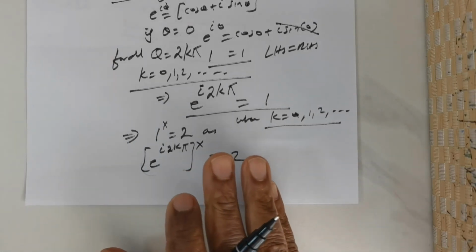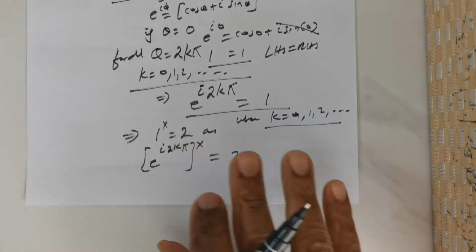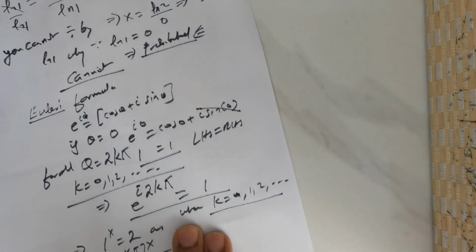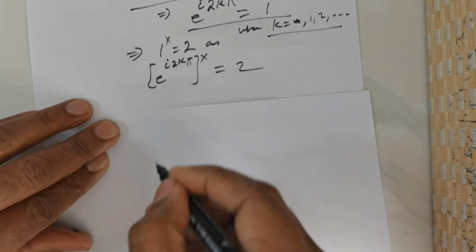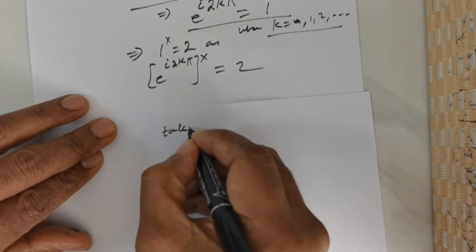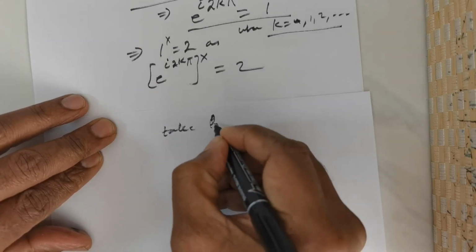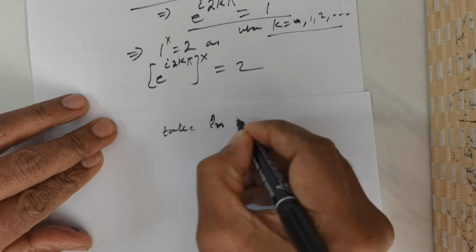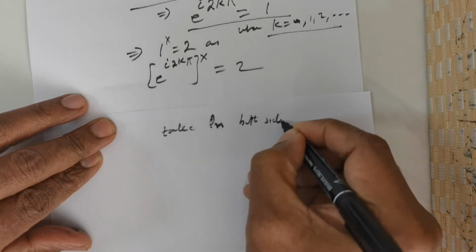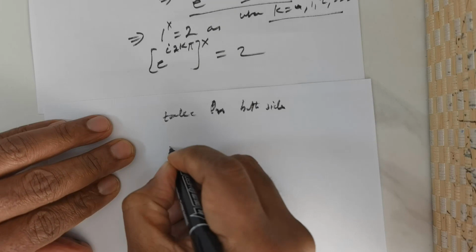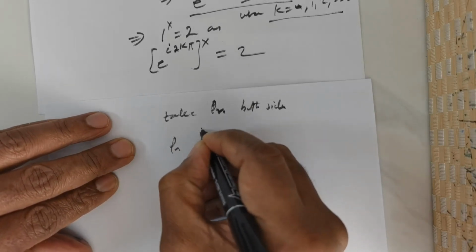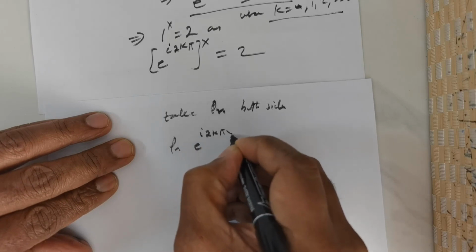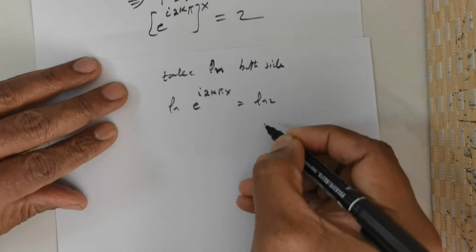Now what I wish to do is move on to another page and show you the working. Okay, so this is what I've got. Now I'm going to take ln both sides. So if you take ln both sides, what do you get? This is going to be ln of e raised to the power of, I'm going to write it as i times 2 times k times pi times x, is equal to ln 2.